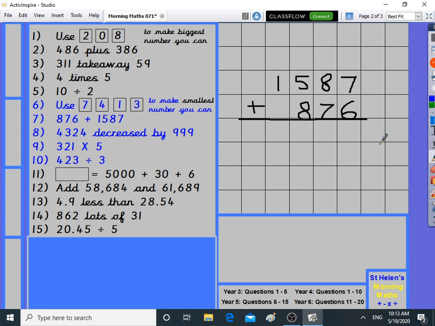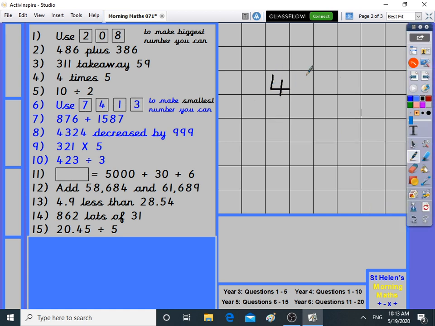Make sure you copy the question carefully. 7 plus 6 is 13. 8 plus 7, 15, plus 1, 16. 5 plus 8, 13, plus 1, 14. 1 plus 1 is 2. Did it get bigger? Yes, 1,587 got bigger because plus usually makes things bigger. 2,463. Sometimes I check the last column. 7 plus 6 is 13, so it should end in a 3, and it does. Makes me happy that it's right. Let's go on to question 8.